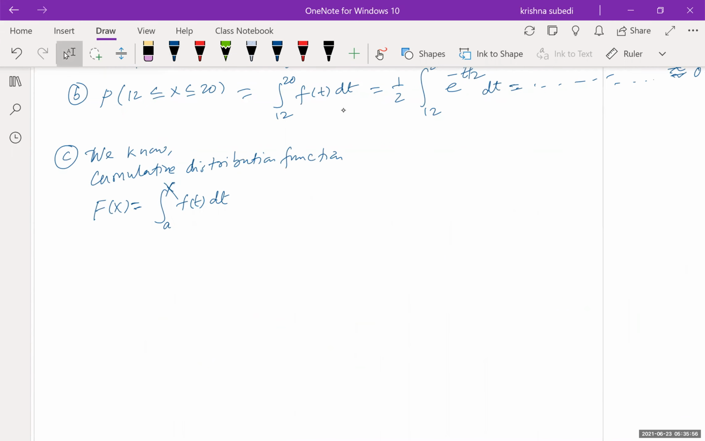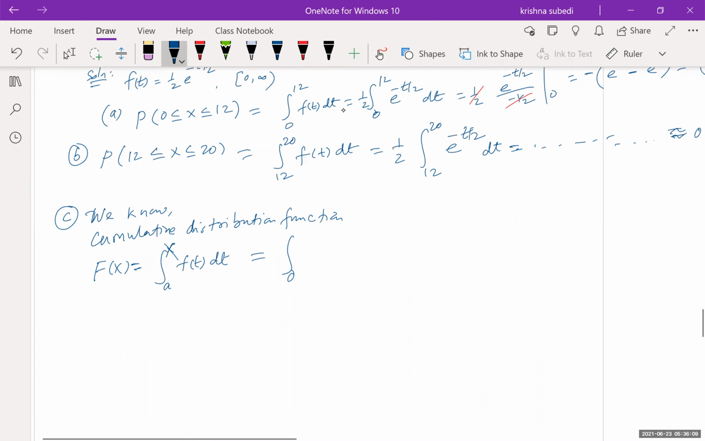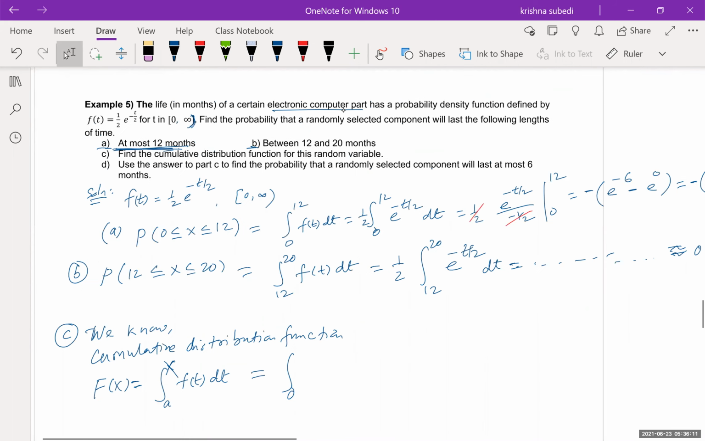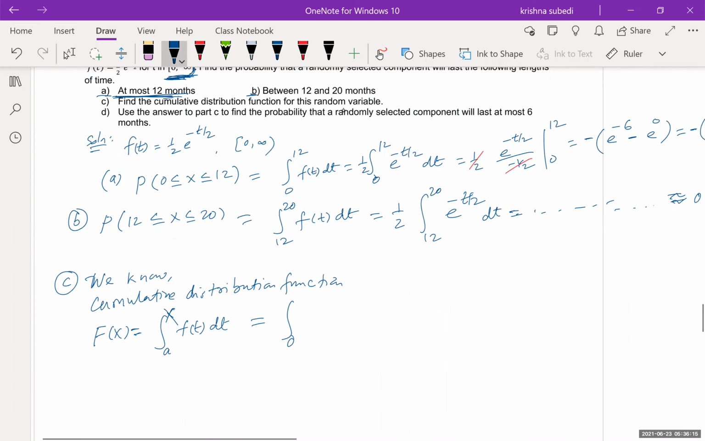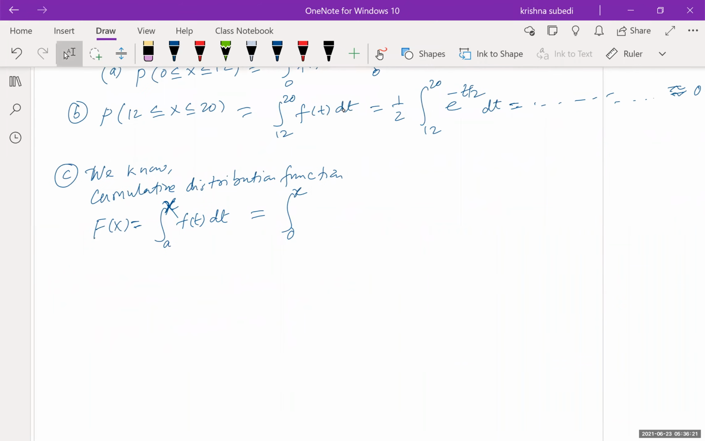So now we will substitute the values. The lower limit in this case is 0, right? Here, as you can see, the interval is 0 to infinity, so the lower limit is 0. The upper limit will be the variable x. And the function is e raised to the power negative t over 2 dt.